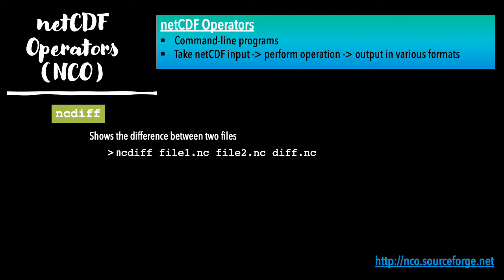ncdiff is a useful command you can use to show the difference between two netcdf files, and then you can use something like the ncview utility to plot the differences if you'd like. And again, I'll talk about ncview in a few slides.